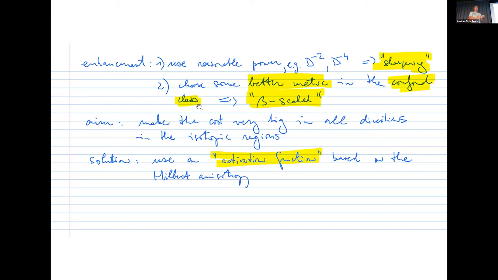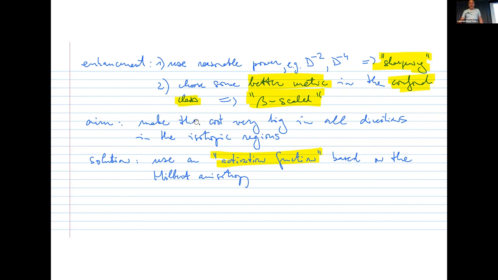So taking the adjugate means that you simply multiply your metric with some function. And as we heard in Roth's lecture, that's called conformal rescaling of the metric. And here, therefore, it's quite obvious you could try to find a nice conformal rescaling, which will settle the problem. Because what we want to see is that the cost should be very big in any direction, absolutely any direction in the isotropic regions, because you don't want your geodesics to leave the fibers, right? And the solution, a reasonably good solution we found, is again to use some good activation function based on the Hilbert anisotropy and just employ that, right?